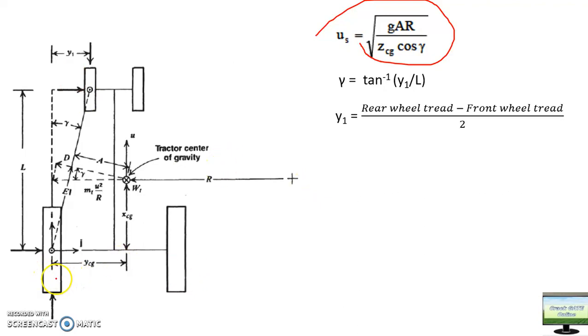So guys, this is the rear wheel tread. Okay, this distance, and then this is the front wheel tread. Okay guys, so you see this is half of the rear wheel tread from here to here, and this is half of the front wheel tread. So the difference between these two will be y1. So it is common sense. So y1 is the rear wheel tread minus the front wheel tread, divided by 2.